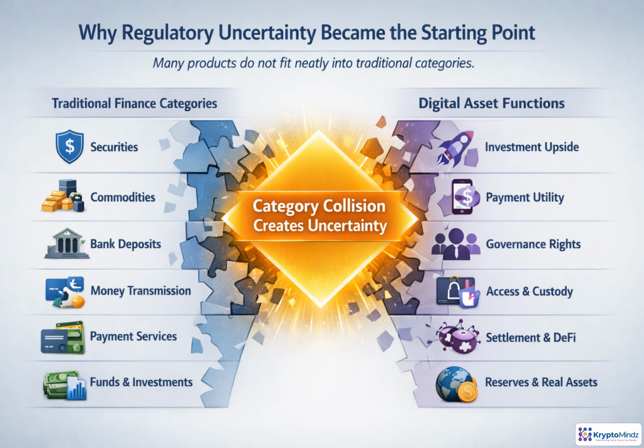The core problem is that digital assets often combine functions that older rules treated as separate. A token might look like an investment because buyers expect upside, but also work like a payment tool, a governance credential, or access to a service. Stablecoins can resemble deposits, payment products, or claims on reserves. DeFi protocols can blur exchange, custody, and settlement. Regulators are therefore not just asking, what is this product called? They are asking, which function creates the risk? That category collision is where uncertainty begins.